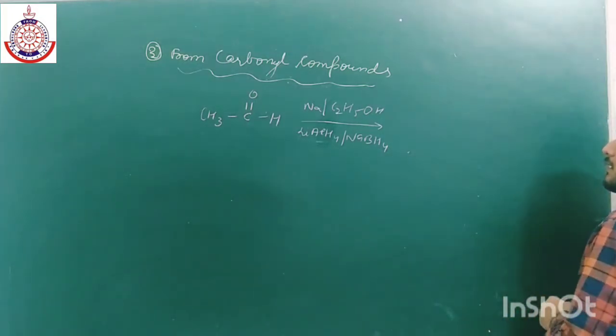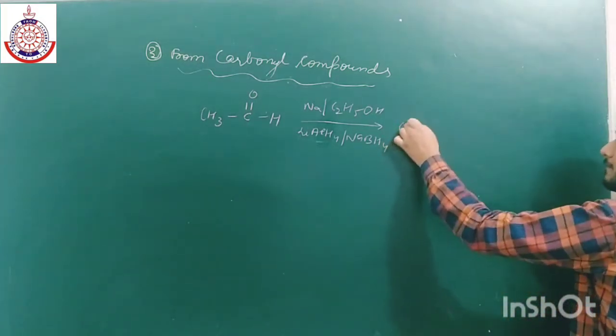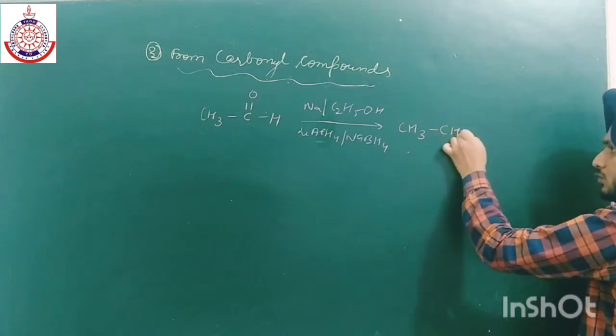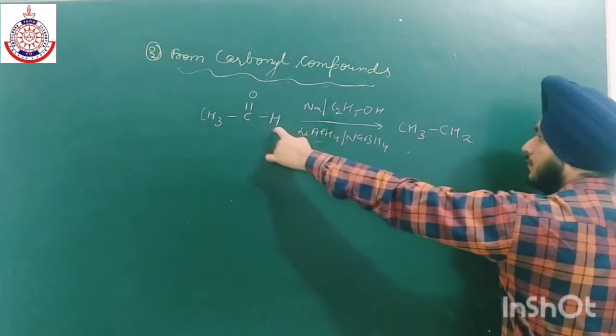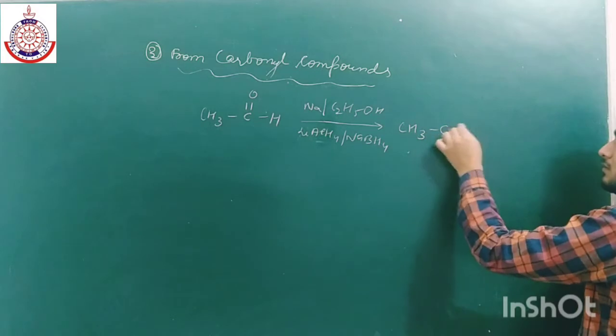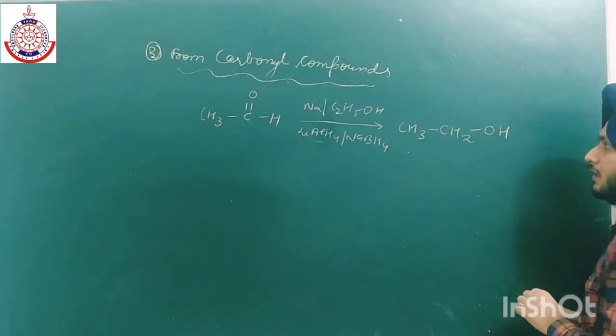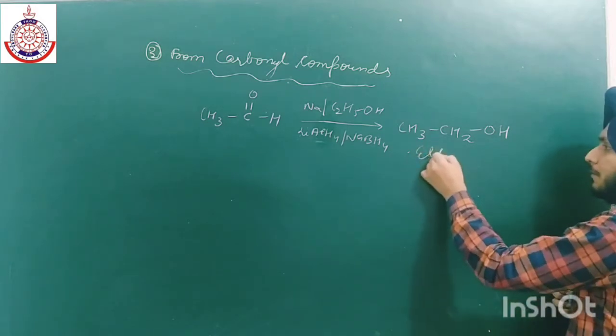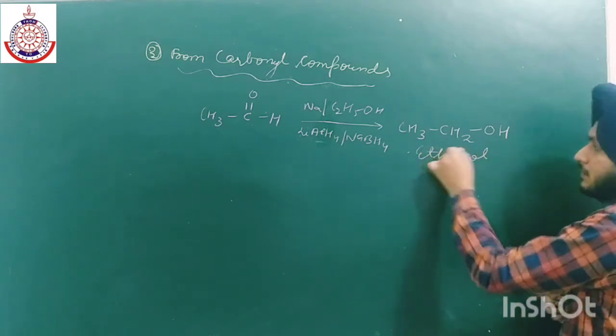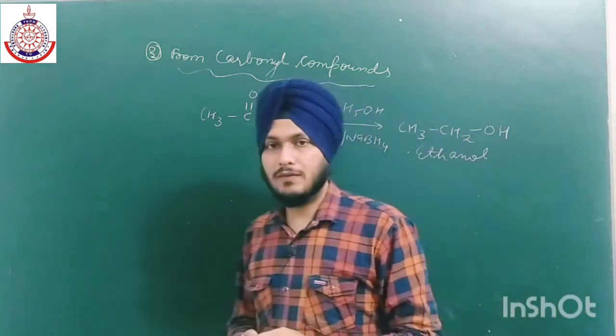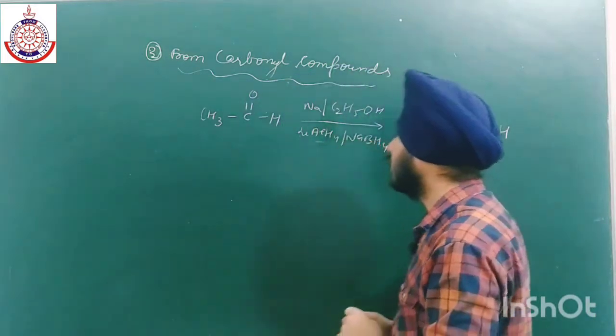So we will get the product as CH3CH2OH. Okay, so this is the main product, and this is ethanol. So we will get a 1 degree alcohol.